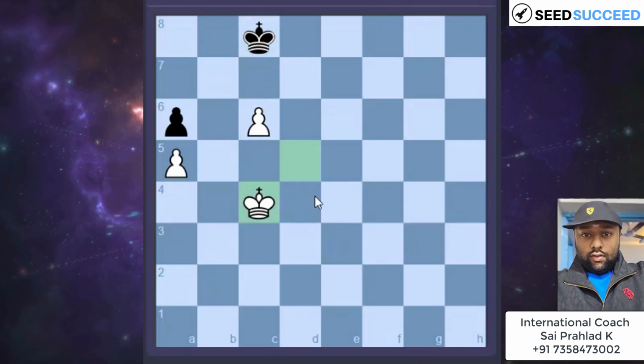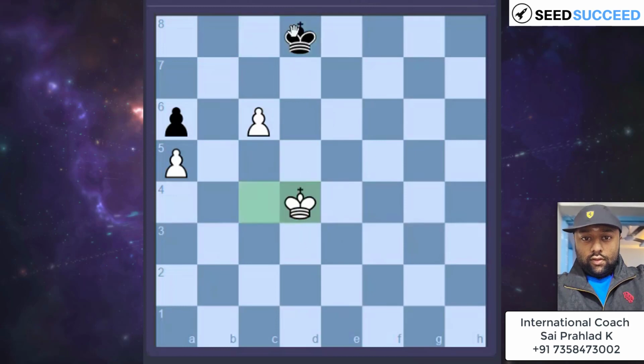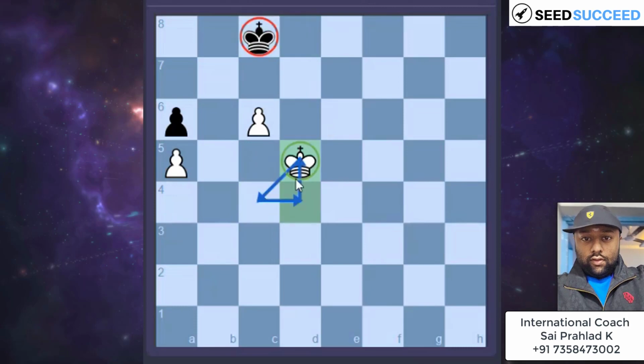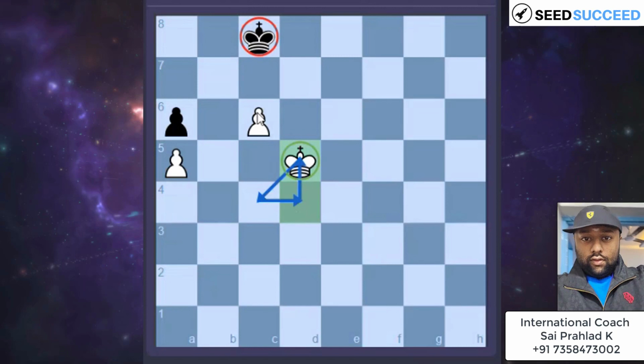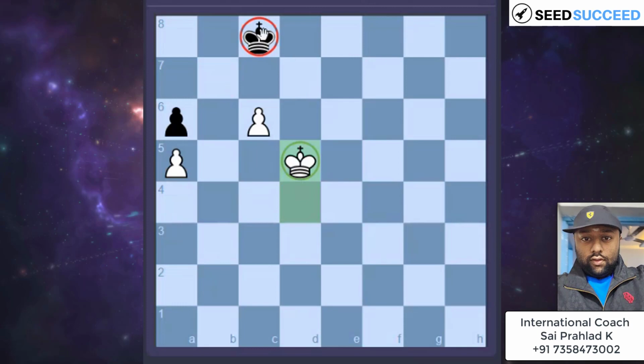So first move is king c4. We can also play king d4, but we are playing king c4 in the game. King d8, now king d4. Distant opposition. King goes back, now king d5. So we created a small triangle. And this is the same original position, but now it is black's turn to play. And whatever black plays, he's screwed up.